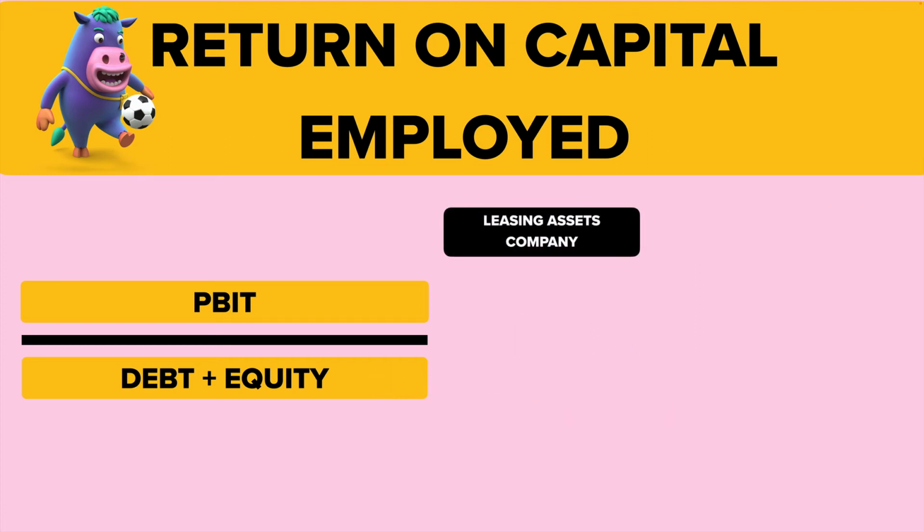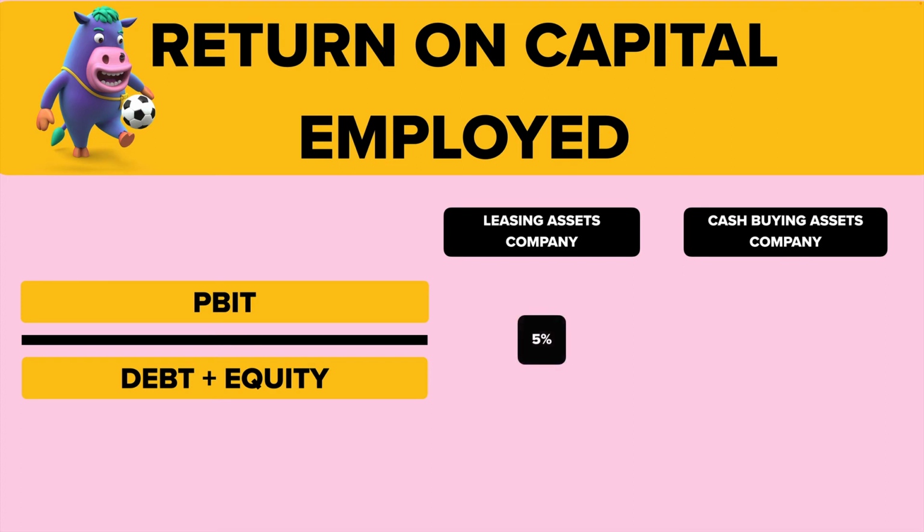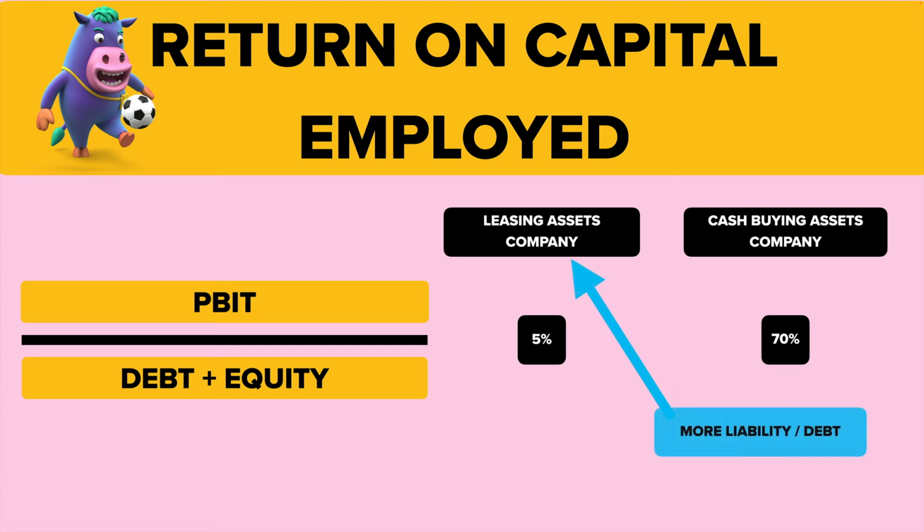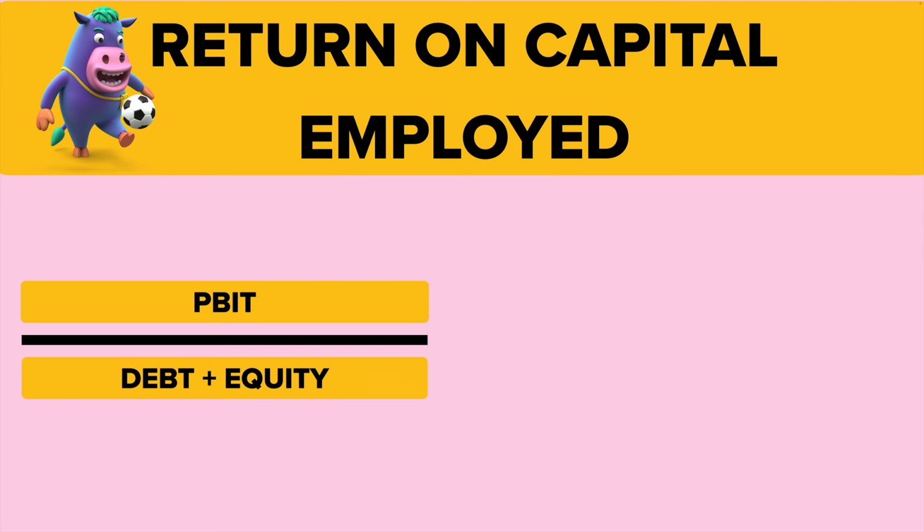What about this then? A company that leases assets compared to a company that buys its assets. Well, if you buy, the assets increase, but then your cash decreases, so there's no effect. Whereas if you lease your assets, you're going to get a lower return on capital employed because when you lease your assets, you've got more liability, you've got this lease liability, more debt on your balance sheet. And so therefore that will be bigger than the company who's just bought assets using cash. They've got no debt, and so therefore they will have a bigger return on capital employed. So always be aware of that. Companies that lease assets, they will lower their return on capital employed.